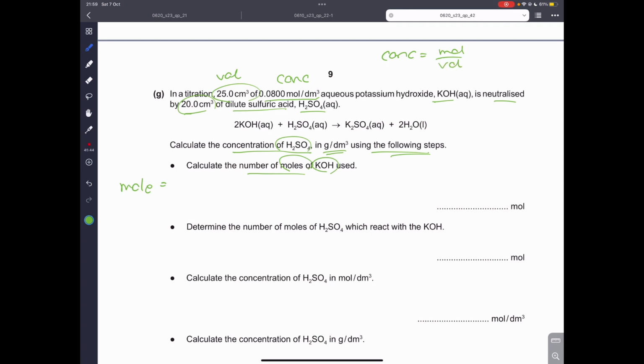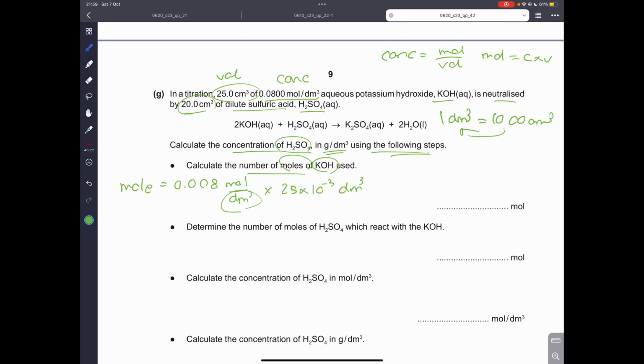So when we want to find mole, it is equal to concentration times volume. The concentration here is 0.008 mole per dm cube, and the volume here is going to be 25 cm cube. Remember, 25 cm cube, because there's a dm cube here, you cannot write with different units. You have to either change it to centimeter cube or dm cube. So 1 dm cube is basically equal to 1000 cm cube, so we can change it to dm cube. So 25 times 10 to the power minus 3 dm cube.